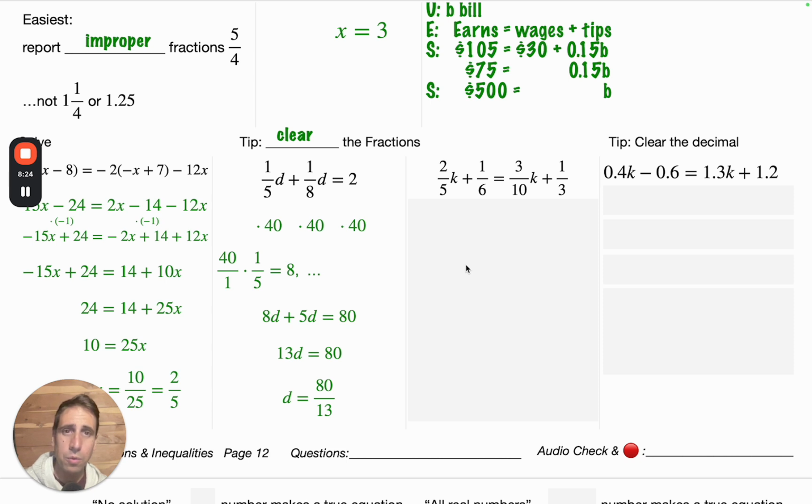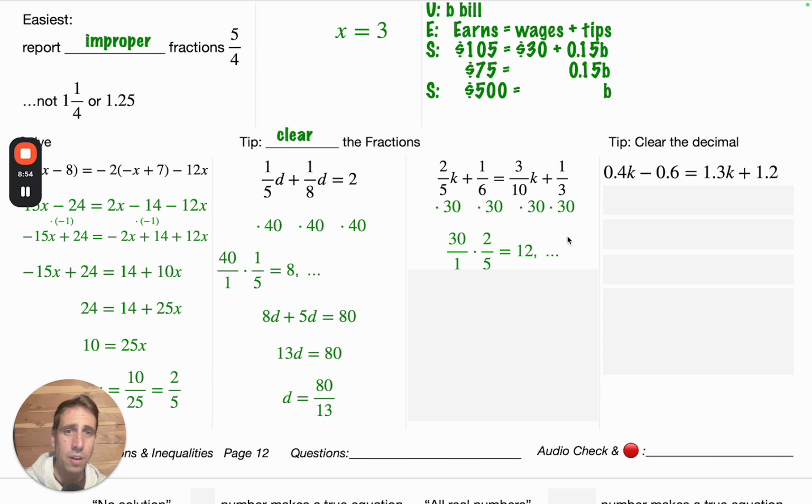All right, 2/5, 1/6, 3/10, 1/3. Dang, that's a lot of fractions. What is the least common multiple of all those denominators? Like 5, 6, 10, 3. What's the lowest number that they all multiply up to? It's 30. So what you can do is take all 4 of these terms and multiply them all by 30. The first one looks like this: 30 times 2/5.